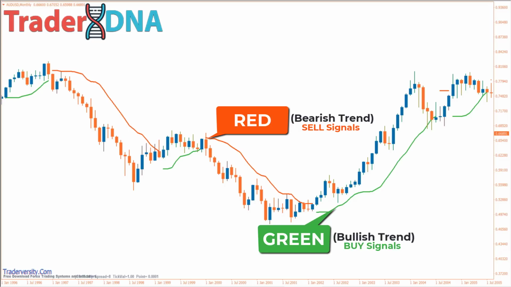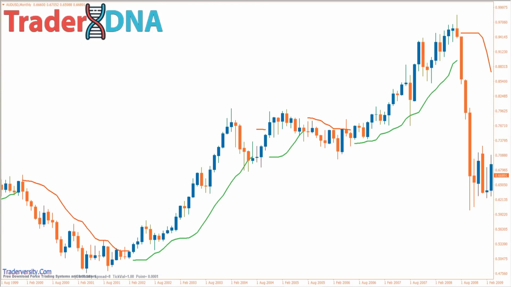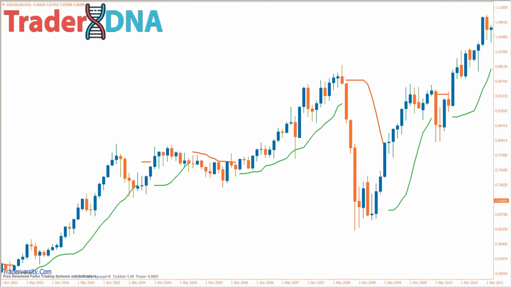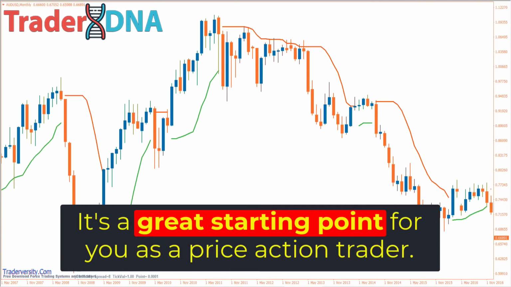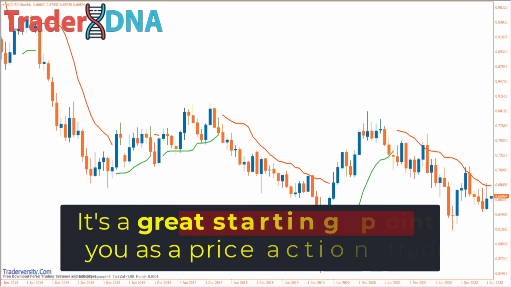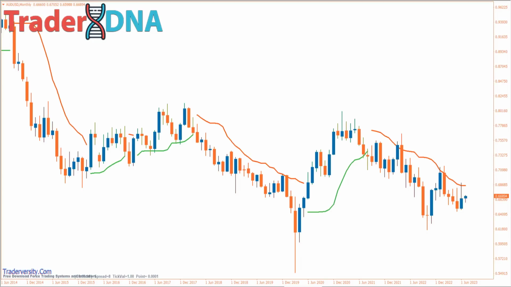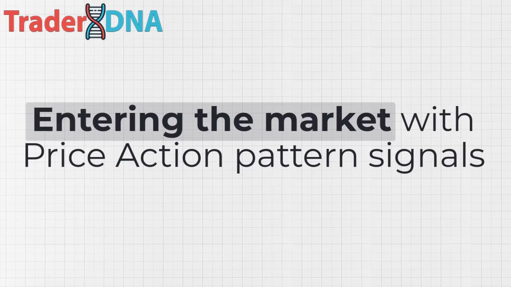BB Stops also provides fairly accurate trend signals, as you can see here. This is a short backtest as evidence that the BB Stops indicator can accurately and consistently provide trend signals. It's a great starting point for you as a price action trader. By using the BB Stops indicator, you no longer need to bother and be confused by the task of analyzing and determining trends before entering the market, following the existing price action signals. Entering the market with price action pattern signals.